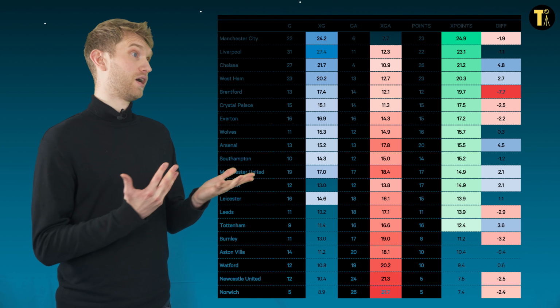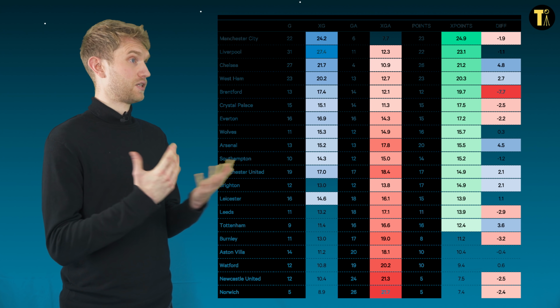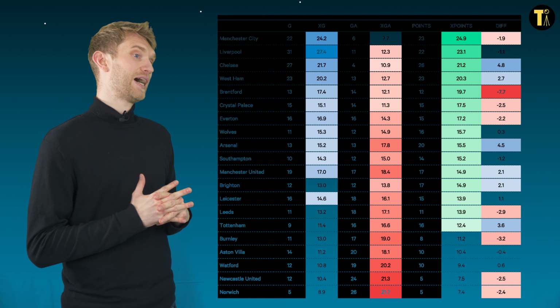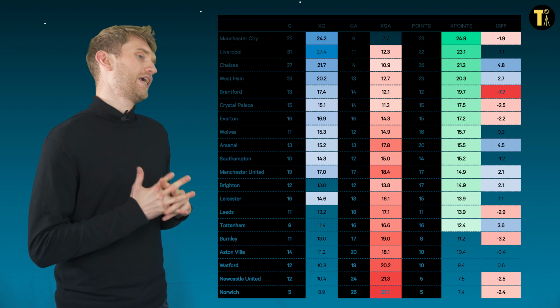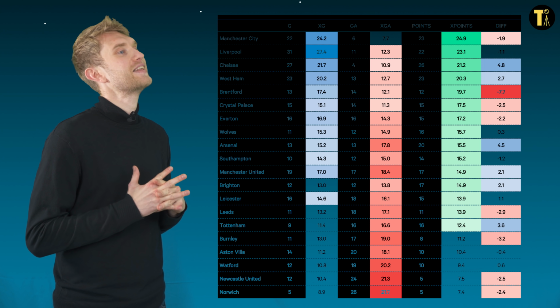And this is actually from Understat, which is another data source that is freely available for people to have a look at. But yeah, it's expected goals. It depends how much stock you place in it, I suppose. All the stock.